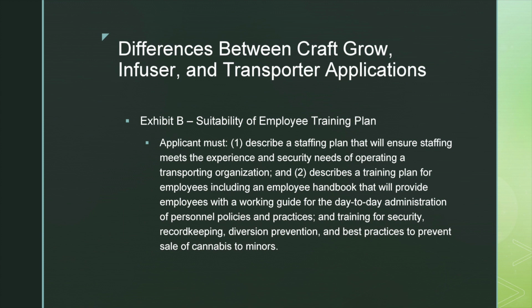Slide 51, continuing on the differences between craft grow, infuser, and transportation. In the transportation application, Exhibit B states that the employee plan must demonstrate a staffing plan that will ensure staffing meets the experience and security needs of operating a transportation organization, and describes a training plan for employees, including an employee handbook that will provide employees with working guidance for day-to-day administration. How are you going to run your business? What is that going to mean for your employees?